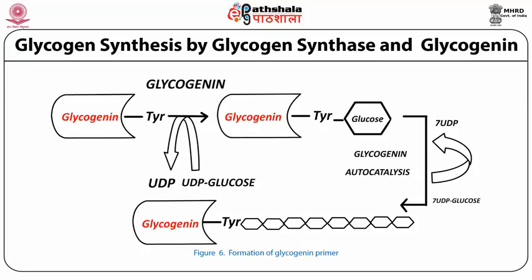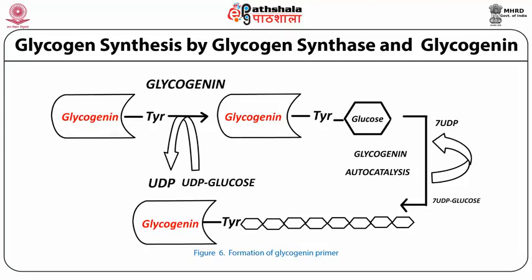This figure shows the formation of the glycogenin primer. The first glucose molecule is attached to the hydroxyl group on tyrosine, which is located at the 194th position of glycogenin, catalyzed by the subunit of glycogenin. Then it autocatalytically extends the glucan chain up to 7 residues long. This glucose is donated by UDP-glucose. In this form, glycogenin can act as a primer.